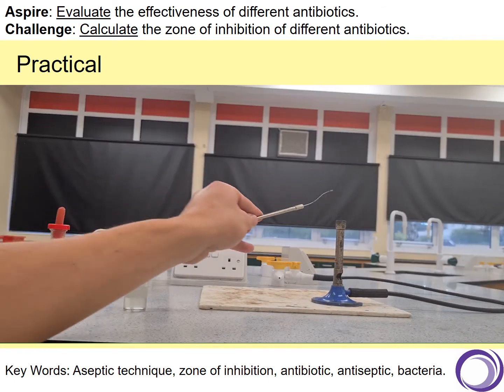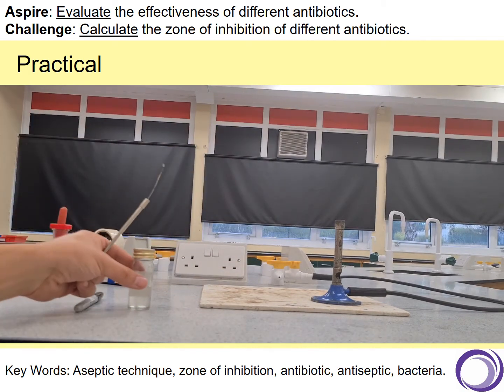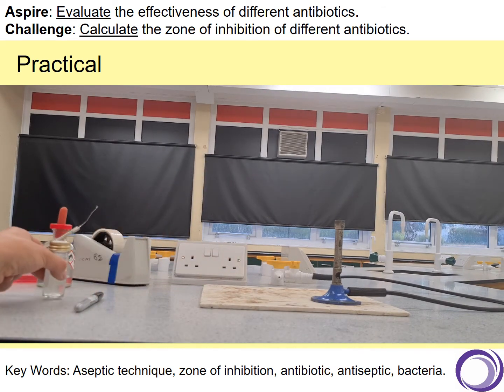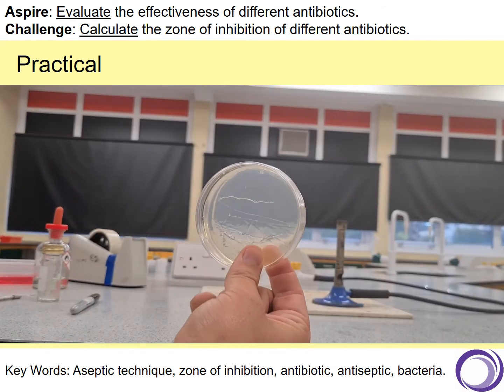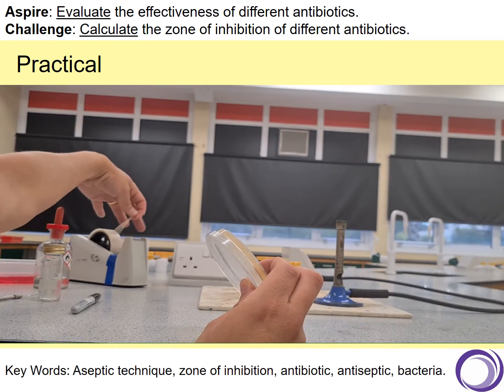And I've done that by sterilizing it in this flame and also flaming the lid of the bottle, and that will stop any other type of bacteria getting in there. Not quite finished yet. I don't want this lid to fall off. So what I'm going to do is I'm going to tape it up.